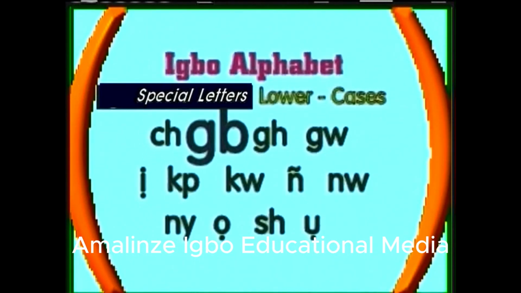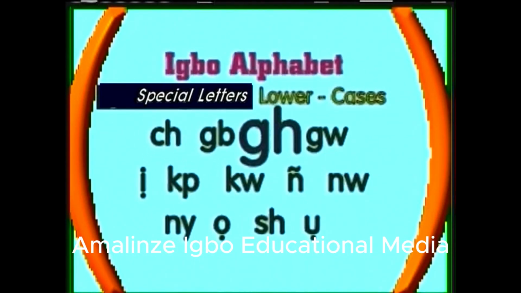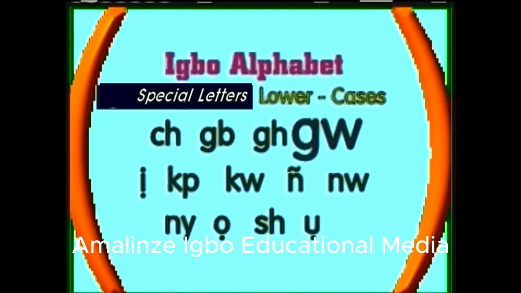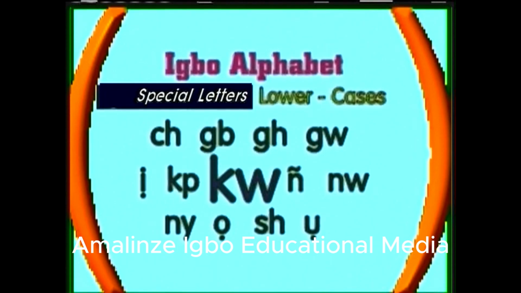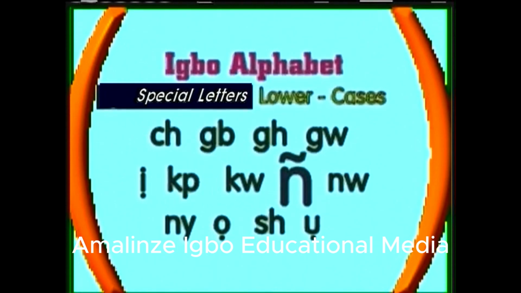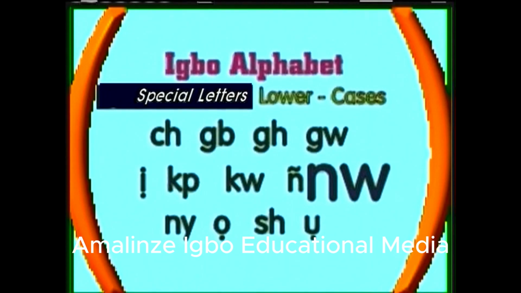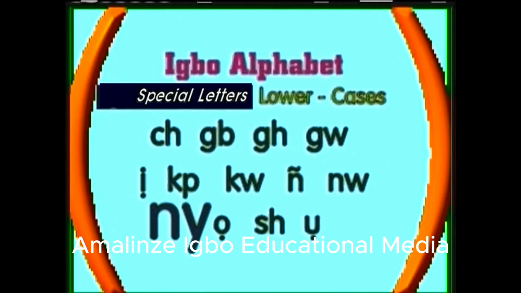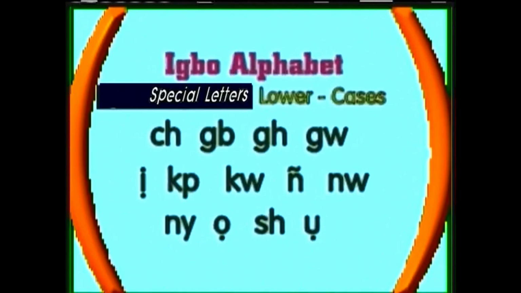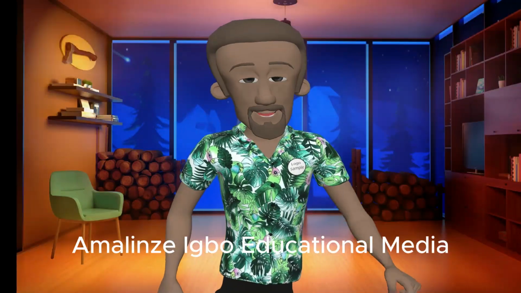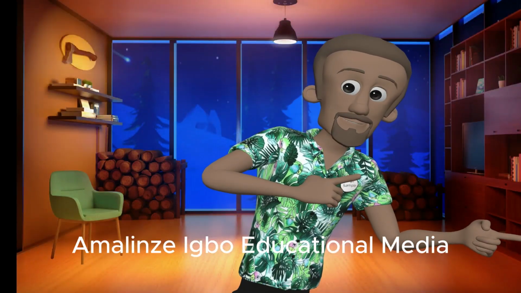Chi, Bwe, Re, Gwe, E, Be, We, Nge, Nwe, Nye, O, Shi, O. Those are the special Igbo letters in the Igbo alphabet.